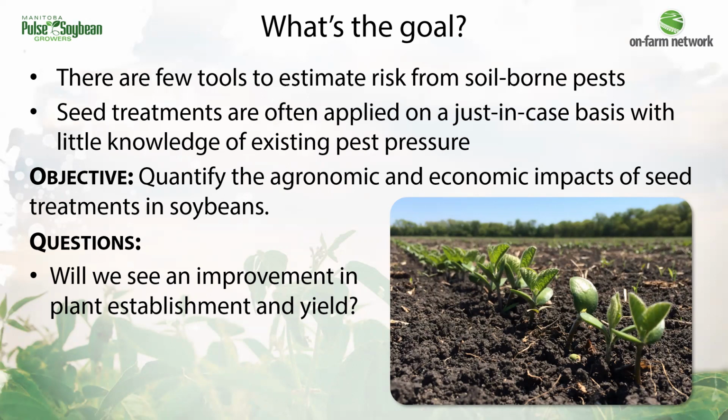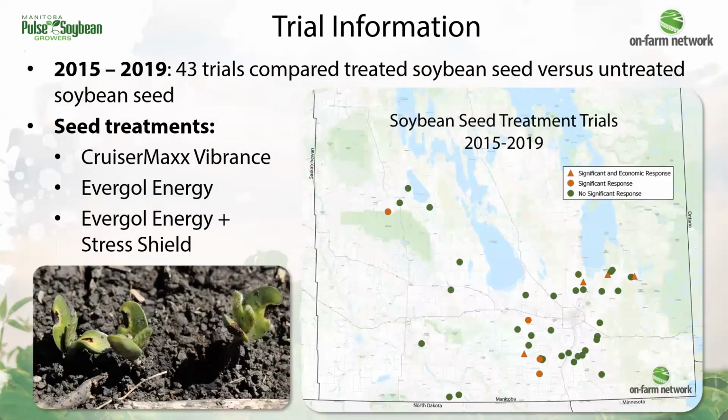So these on-farm trials aim to quantify the agronomic and economic impacts of seed treatments in soybeans. Will we see an improvement in plant establishment and a yield increase with a seed treatment in soybeans? From 2015 to 2019, 43 trials compared treated soybeans to untreated in randomized and replicated strip trials across the province, and they're all illustrated in this map.